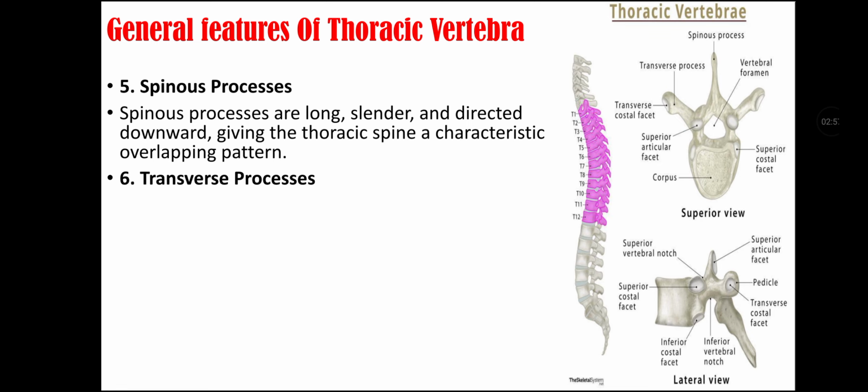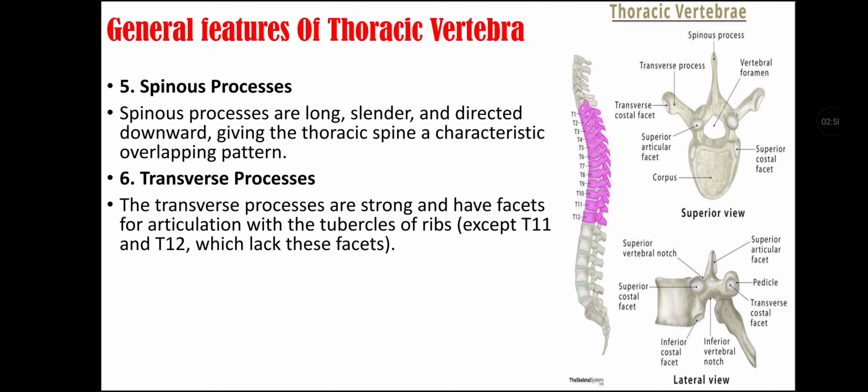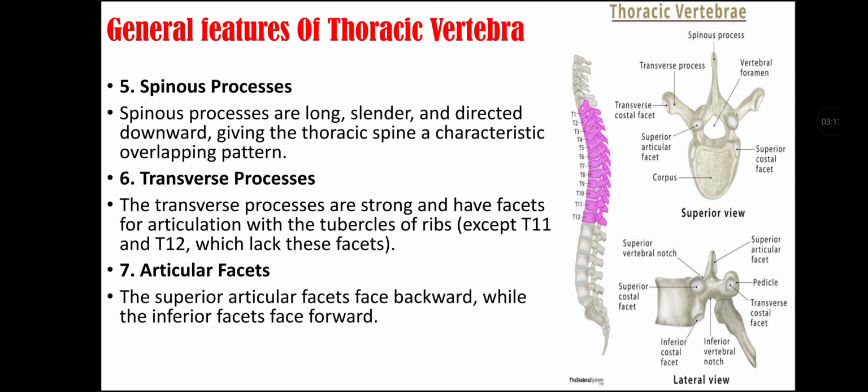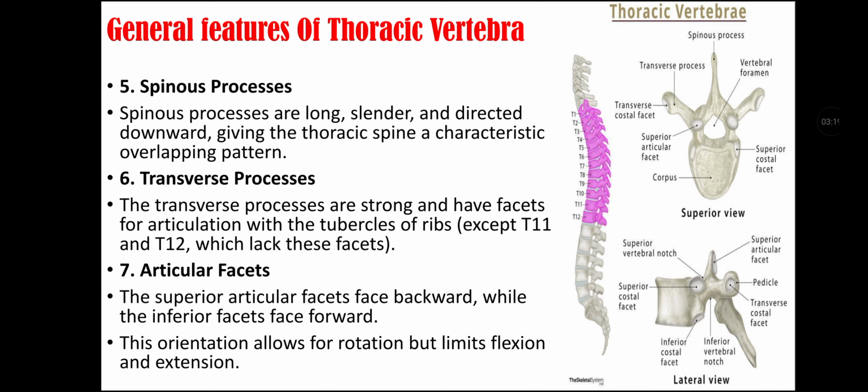Sixth feature of thoracic vertebra is transverse process. Transverse process are strong and have facets for articulation with the tubercles of the ribs, except for T11 and T12, which lack these facets. Seventh feature of thoracic vertebra is their articular facets. There are superior articular facets that face backward, while the inferior facets face forward. Their orientation allows for rotation but limits flexion and extension movement here.